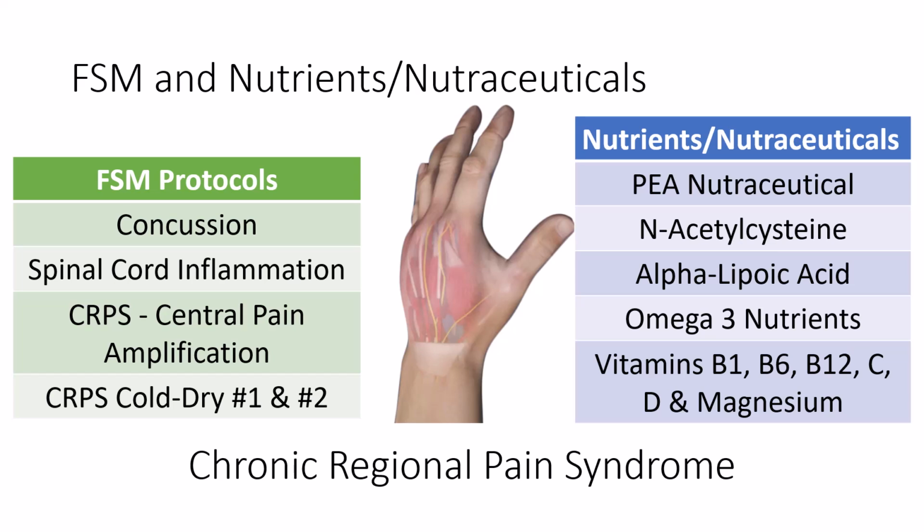On the nutrients and nutraceutical side, you would take vitamins B1, B6, B12, vitamins C and D, and magnesium malate or magnesium glycinate. You would also take omega-3 fatty acids for their anti-inflammatory benefits, and then specifically for the nerves, you would add alpha-lipoic acid and acetylcysteine and PEA.